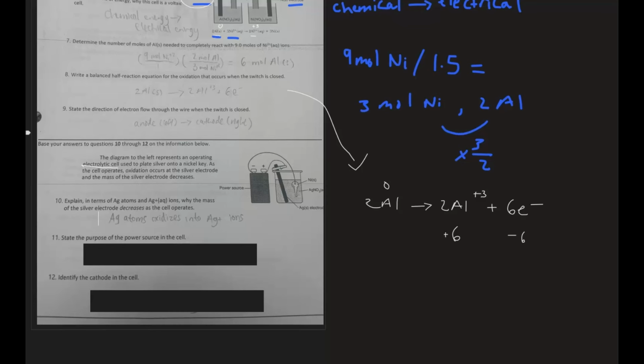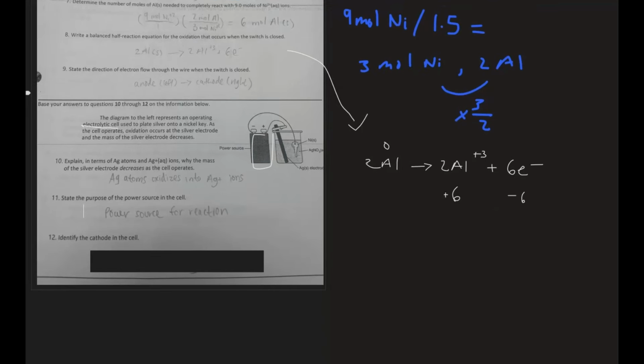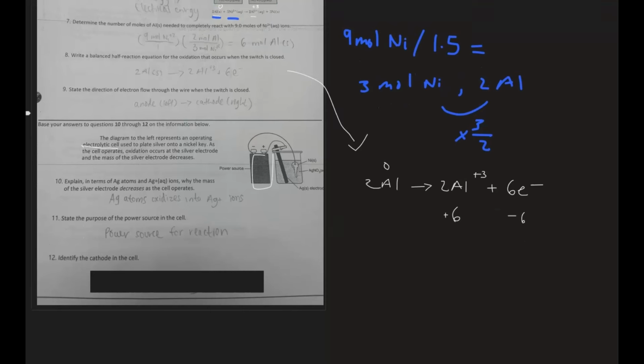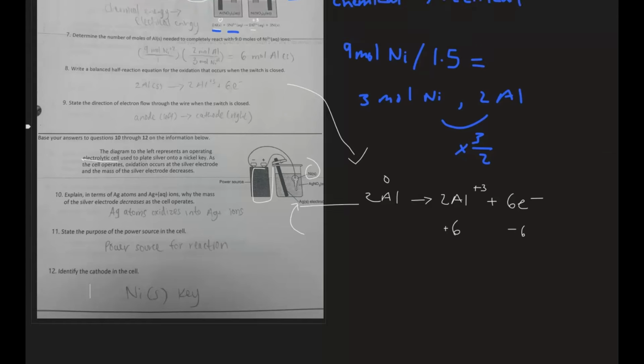Well, the power source is really what drives this reaction. So the purpose of this power source, or in our case, I'm assuming it's a battery here, is to drive the spontaneous reaction. So, boom. All right, number 12, identify the cathode in the cell. Well, we kind of did that because we said it starts in the anode with the argon, and then we end on the other side, which in our case would just be nickel, right? So our nickel solid is going to be the cathode. So the nickel key. All right.